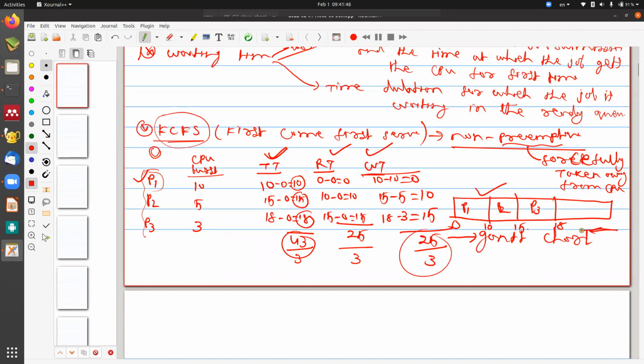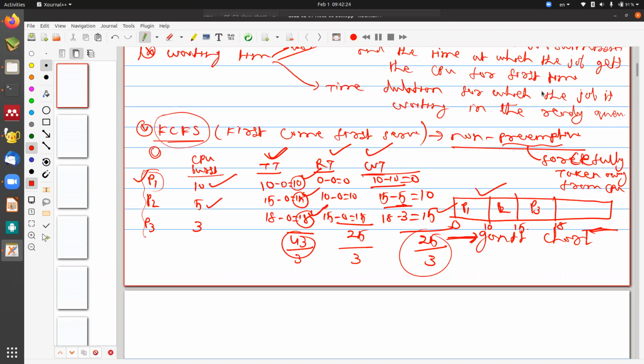For turnaround time, we look at this side, when it completed. So completion minus arrival. For response time, we look at this side, when it was submitted and when it started. And waiting time is basically the total time he has stayed for this moment minus how much time he has worked. He stayed 10, worked for 10, so 10 minus 10. He stayed for 15 hours, worked only for 5 hours, so 15 minus 5. He stayed for 18 hours, worked for 3 hours, so this is 15. So based on this, you are calculating.